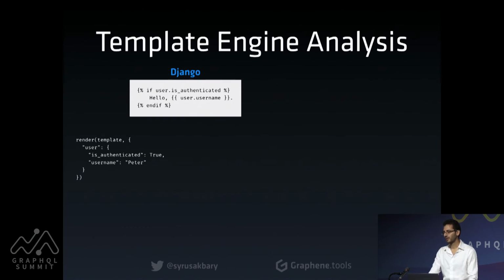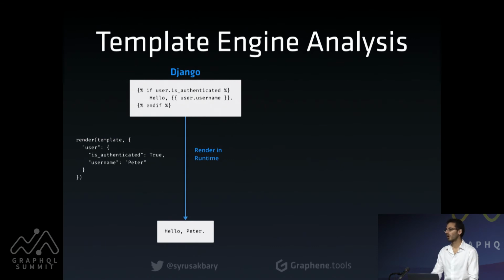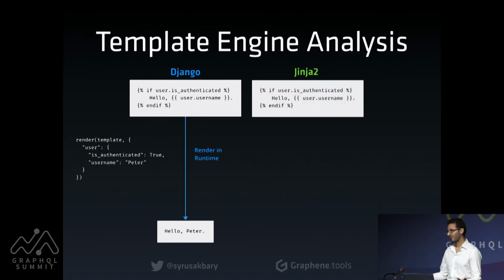If we want to render this template with the following context, let's say the user is authenticated and its name is Peter, Django will render at runtime and return "hello Peter", but it will run everything from the lexer to the parser to the execution engine at runtime. And that's super costly. And here we have Jinja 2 with exactly the same, or almost the same syntax.